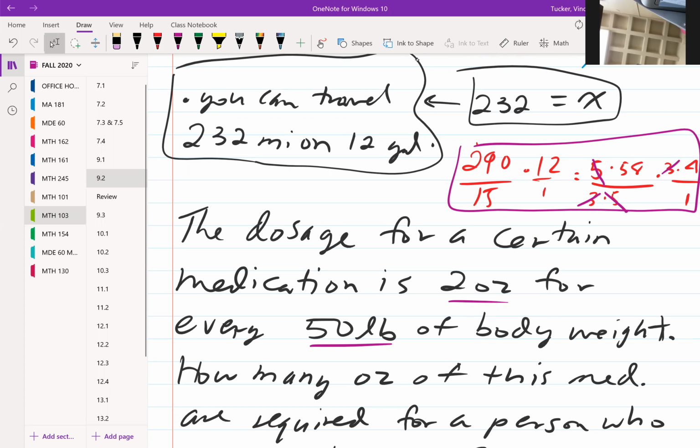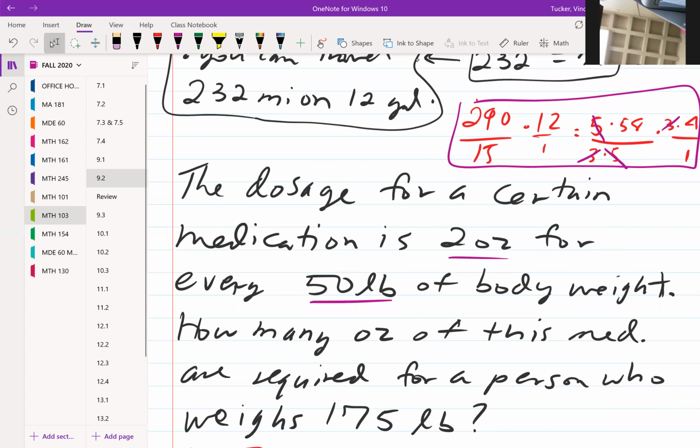The dosage for a certain medication is 2 ounces for every 50 pounds of body weight. How many ounces of this medication are required for a person who weighs 175 pounds?